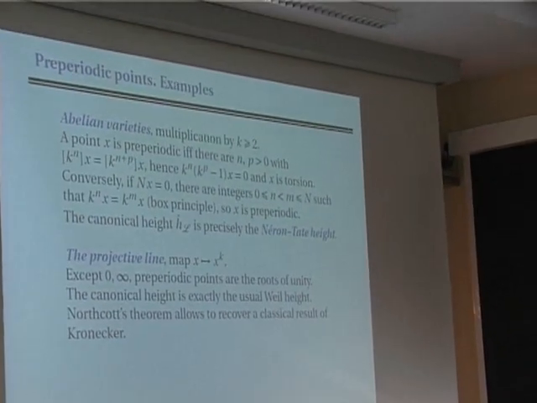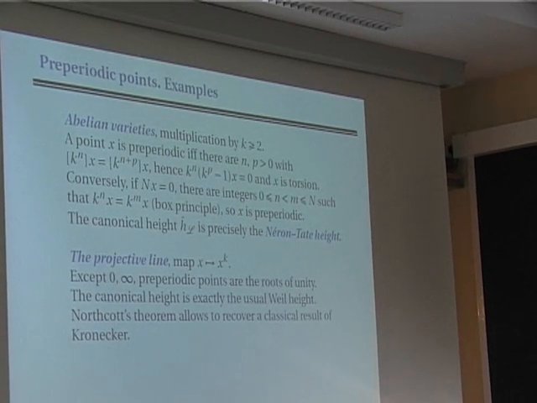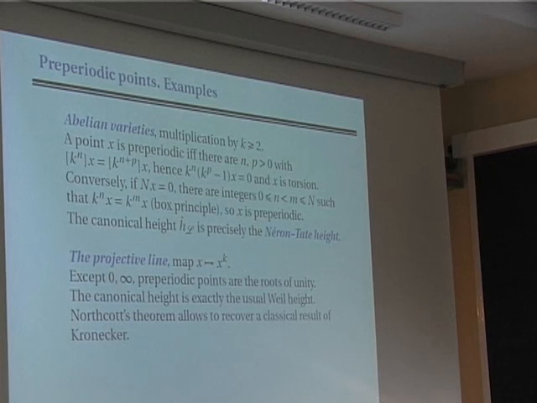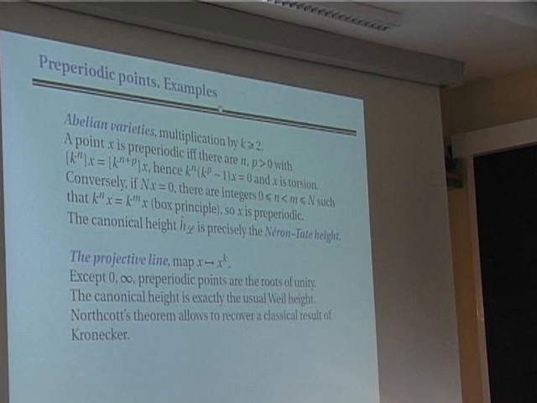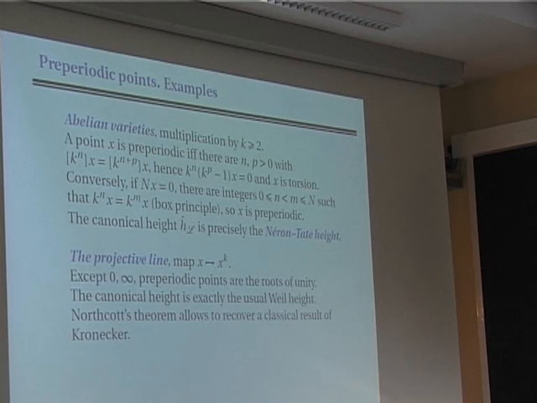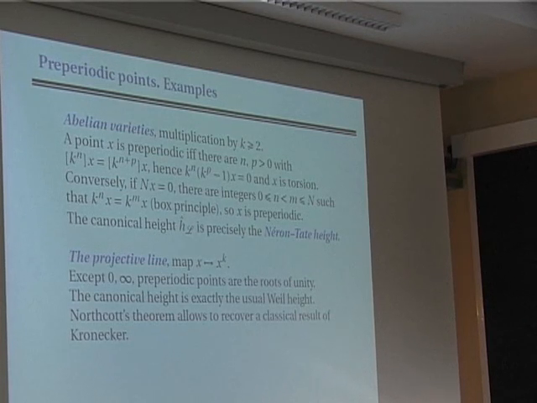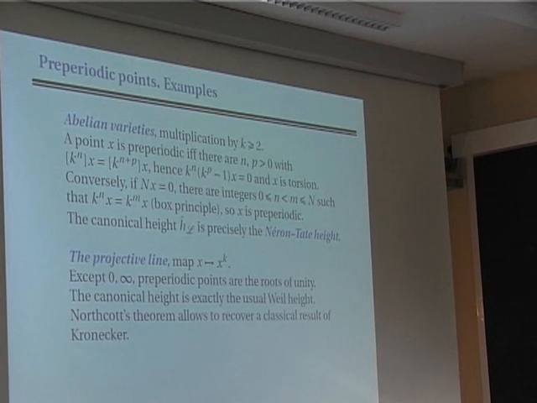So I want to give you examples of pre-periodic points and periodic points. On abelian varieties, the most interesting morphism is multiplication by some integer k, and then a point is pre-periodic for this map if and only if it is a torsion point. And in that case, the canonical height that one recovers is precisely the Néron-Tate height.